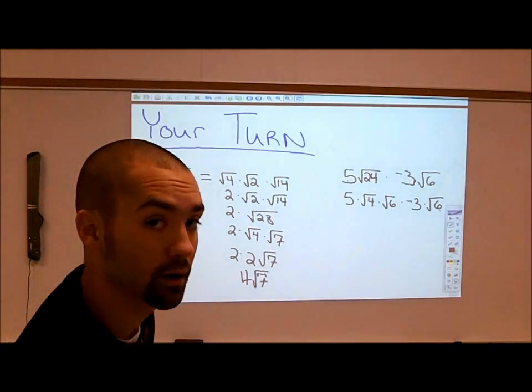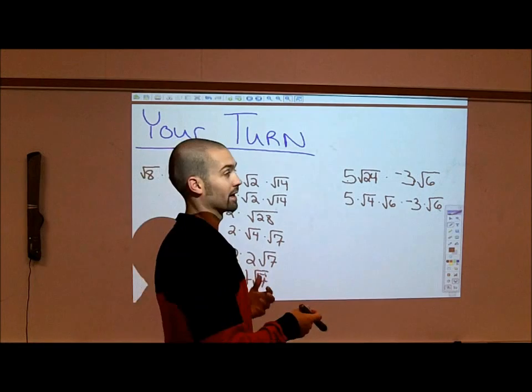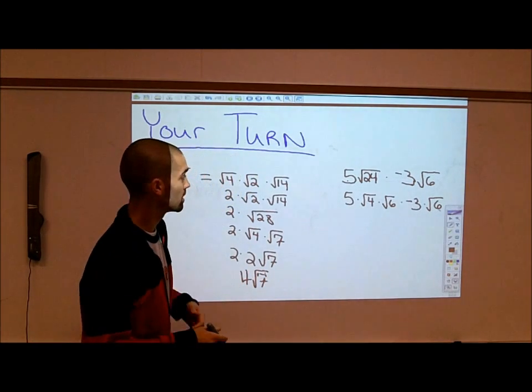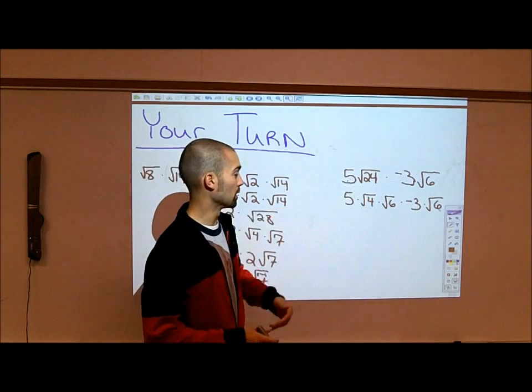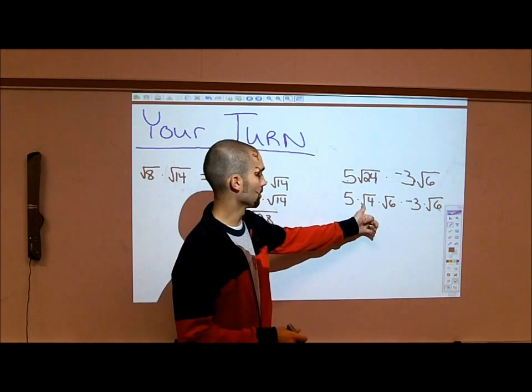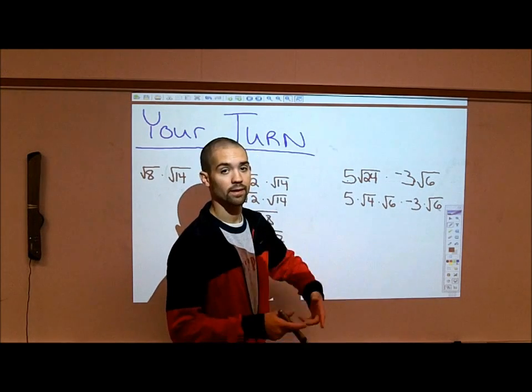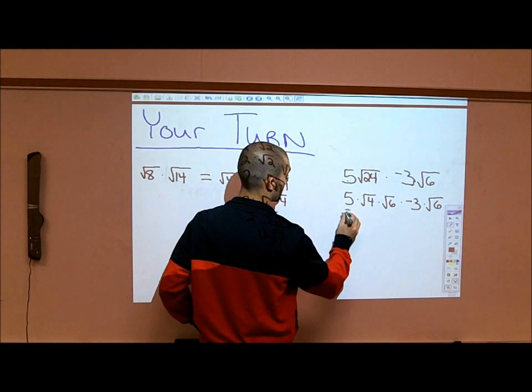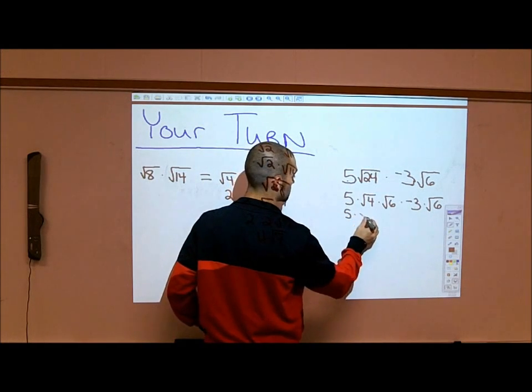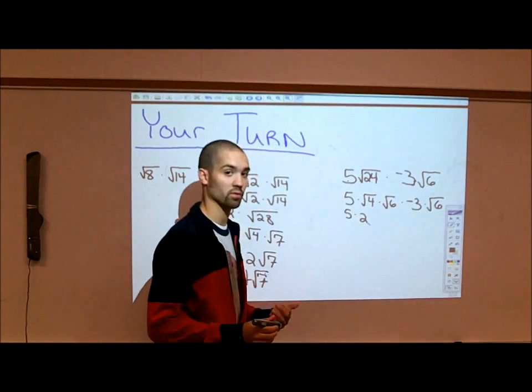So I apologize. I had to skip ahead because of some technical issues. What happened here was we were able to break down the square root of 24. You can break that down into the square root of 4 times the square root of 6. Again, can we take the square root of 4? You bet. So now we have 5 times 2. That's what we get with the square root of 4.